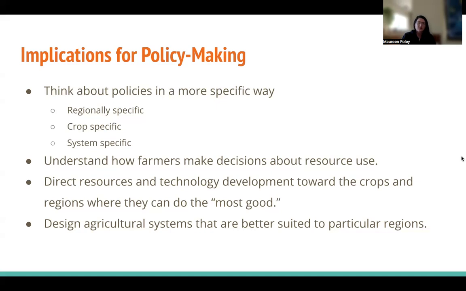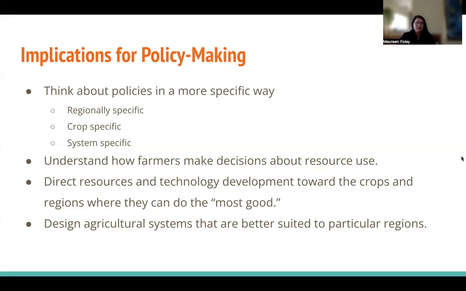If we use metrics like price elasticity of demand, that could help us to make decisions not just about policies, but about how and where we direct technology development. So crops or regions that have very inelastic demand for resources like water, they are the ones where technology development is needed to help support that crop, like developing more drought-tolerant varieties of corn. That's where those technologies will do the most good, in the places where the resource use is the most inelastic.